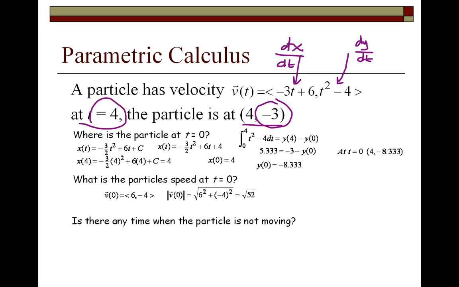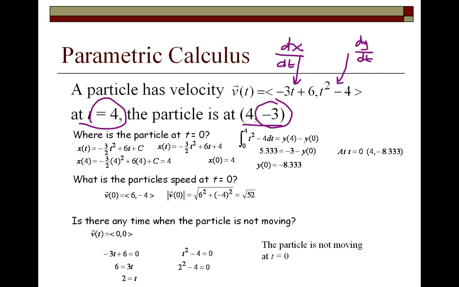Then I ask, is there any time when the particle is not moving? Well, the particle is not moving only when the velocity is equal to 0, 0. So the easiest thing to do is first find out when x is equal to 0. So the x component equals 0 when t equals 2. Now, if the y component also equals 0, then the particle is stationary. So I have t squared minus 4 is equal to 0. I want to see if this is true, so I plug in 2, and that is true. So the particle is not moving at t equals 2.